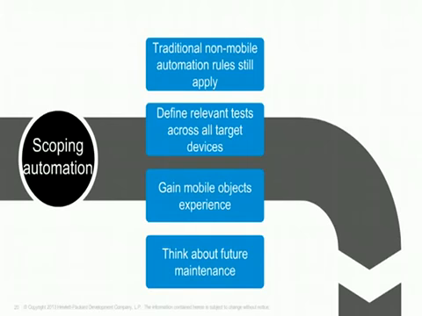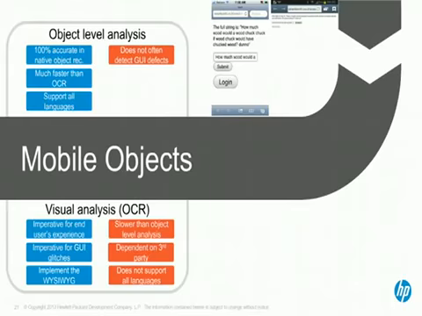Now, let's talk a little bit about mobile objects. On the marketplace there are multiple vendors with different approaches, and not all of them actually provide what we call a hybrid approach. So there's the object level analysis and the visual analysis, called OCR. These are two commonly used methods to identify and work with objects in mobile apps. Obviously, each one of them, as you can see on the screen, has pros and cons. Your scripting and testing methodology must leverage both types of objects, not just one. And this is what I call the hybrid object approach.